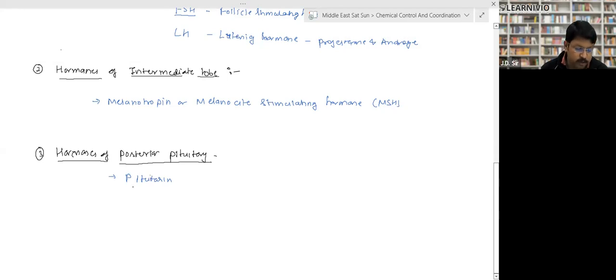Actually, the posterior pituitary releases those hormones which are secreted by the hypothalamus. These are basically two hormones.